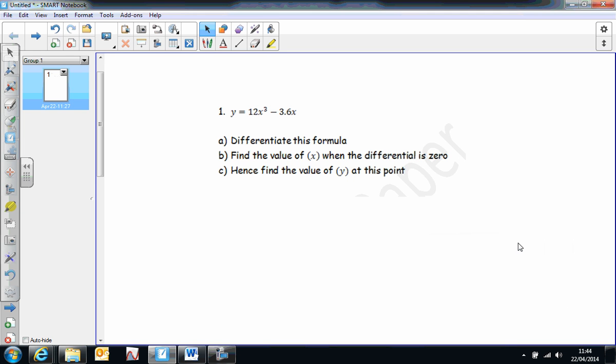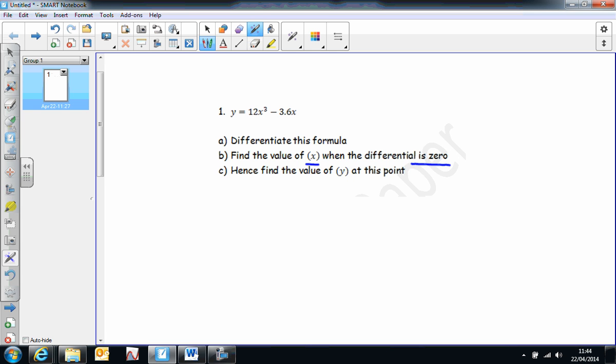Okay, this is the solution to question number 1 for the practice paper for the Engineering and Mathematics 2014 exam. In this particular question, we're asked to differentiate the function for part A. And remember, the differential tells you the rate of change of the original function. And then we're asked to find the value of x when the differential is 0.